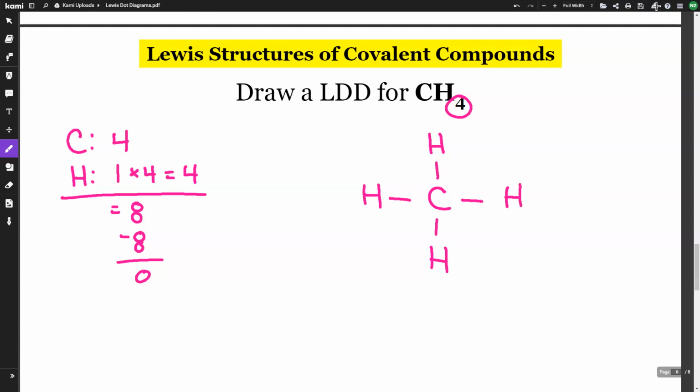Okay, we don't need to draw any dots here, and here's why. Every hydrogen needs 2 electrons to be happy, and guess what? We have 2 electrons that are being shared here between carbon and hydrogen, so it's good. Carbon needs 8 to be happy. Each bond counts as 2. 2, 4, 6, 8. Carbon's happy. So we're done here.